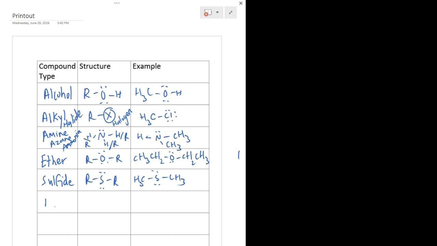And a thiol group looks very similar to a sulfide, but it's just a sulfur attached to 1 hydrogen and another R group. So an example of a thiol group would be methane thiol.